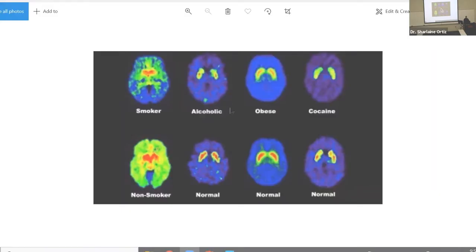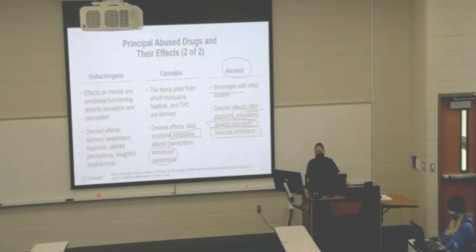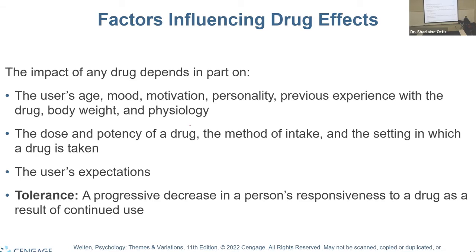So if you notice, right, this individual would be considered a non-smoker, or compared to a normal brain. And when the individual is engaging in alcoholism, you'll notice how the brain becomes less active. And that is because alcohol is a depressant. Let me remind you that alcohol is a depressant. It is not a stimulant, even though it does feel like that in most instances. But alcohol is not a stimulant, it is a depressant, which means it shuts down your brain.